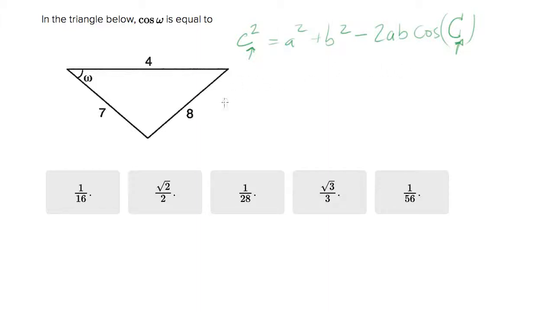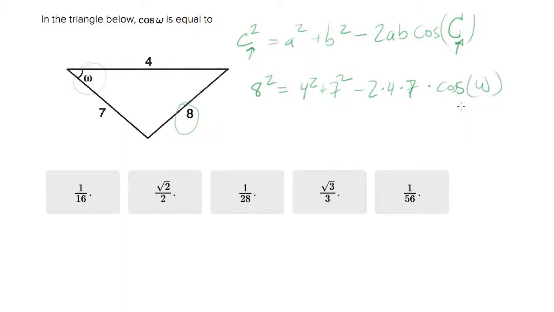So let's plug in here. So c squared is, so the angle we're dealing with, omega, is opposite the 8. So the 8 is the part that needs to go by itself. So 8 squared equals 4 squared plus 7 squared. I'm getting this from the triangle. Minus 2 times 4 times 7 times the cosine of omega.